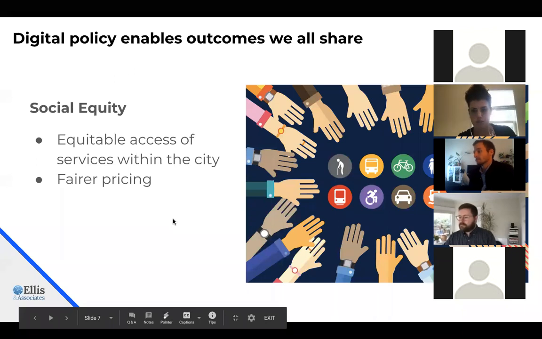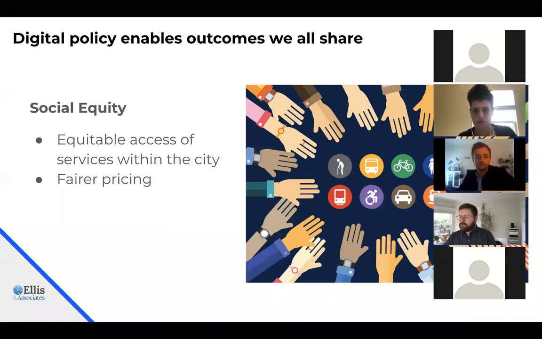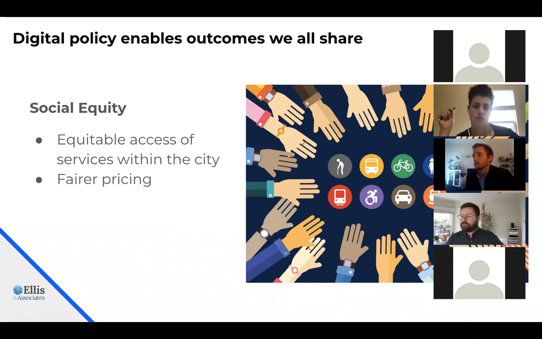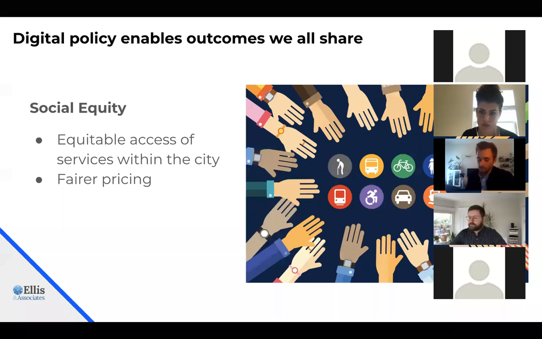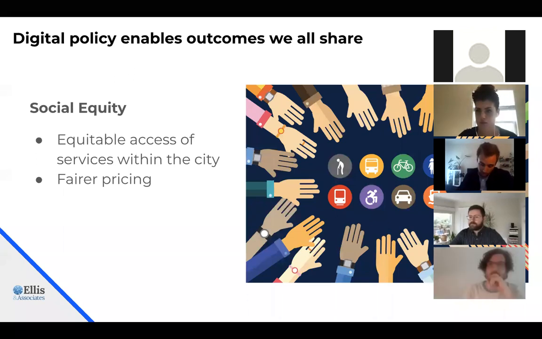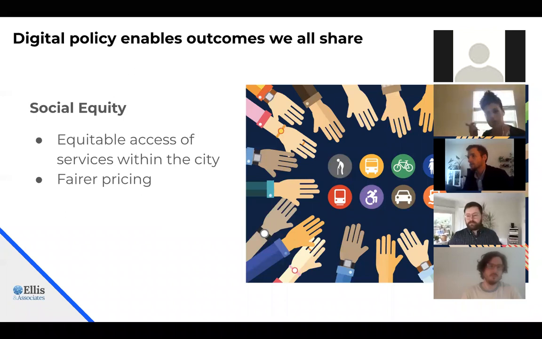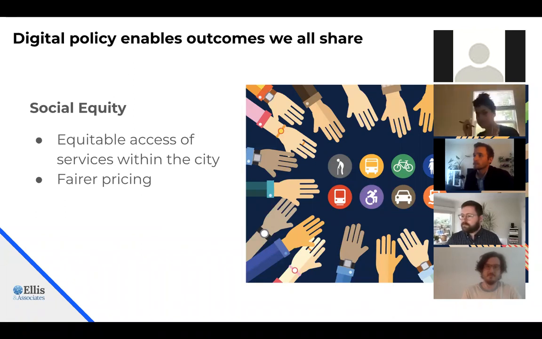So I'm going to go through a little bit about digital policy. I'm going to just set the stage a little bit for what it is and what it is not. But this is probably one of the more important things, that digital policy is unlike the data specification itself, it is actually an expression from the city or from a public agency outward. So it has the power to enable outcomes that we all deeply care about, whether those are social equity outcomes, where we are able to use digital policy to affect equitable access for the services that we provide as a city, or establish fairer pricing for those services. That digital policy has the power to enable those outcomes.